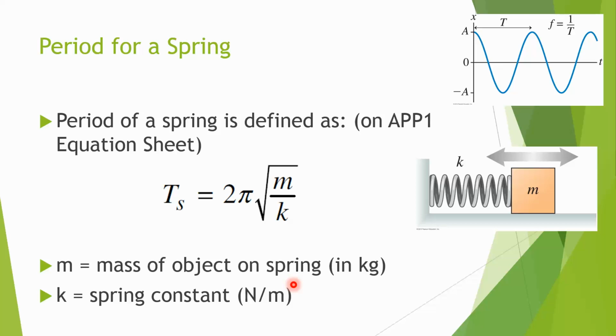There's also equations for a spring and for a pendulum for how we define their period. The period of a spring is on your equation sheet, and it's written as T sub S. So the subscript means it's for spring. The equation is 2 times pi times the square root of the mass on the spring over the spring constant. So this will give you the period of a spring.